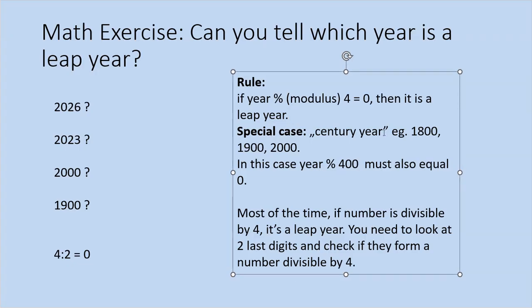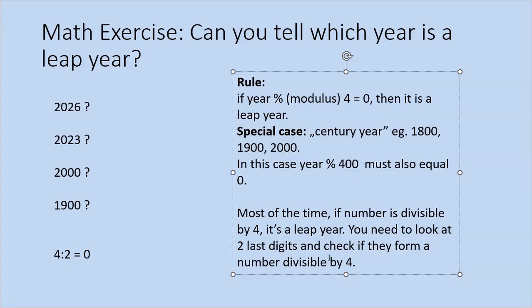A special case is a century year. A century year is like 1800, 1900, 2000. So for a century year, one other condition has to be met: modulus 400 must also equal 0. But a simple way is that most of the time, if the number is divisible by 4, it is a leap year. But there is a special case only if it is divisible by 400.